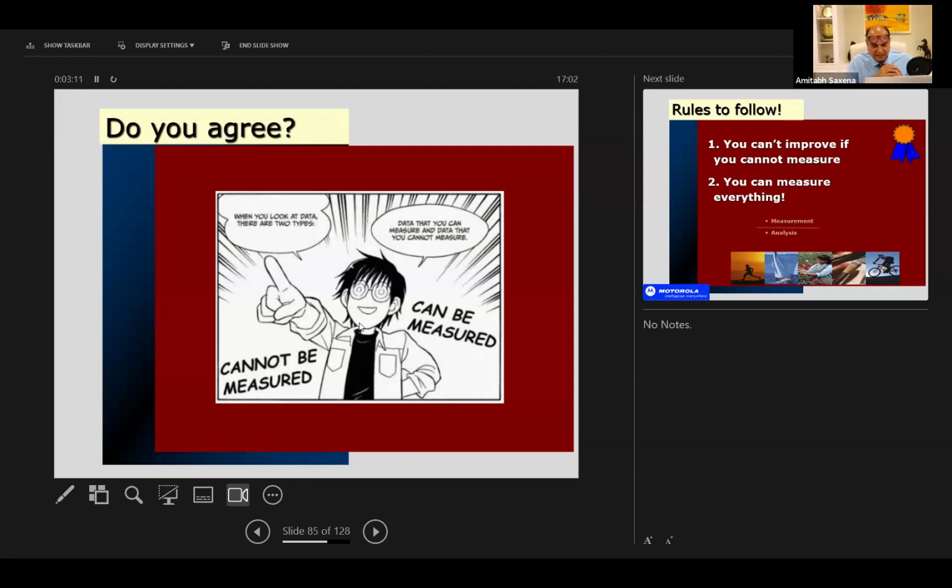Do you agree that there are two types of data? Something can be measured and something cannot be measured. Do you agree with that?